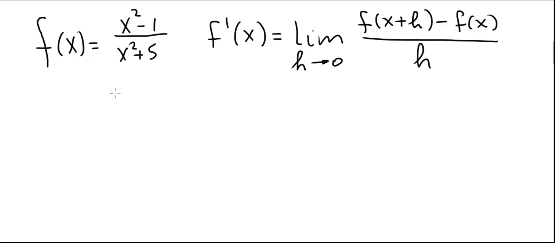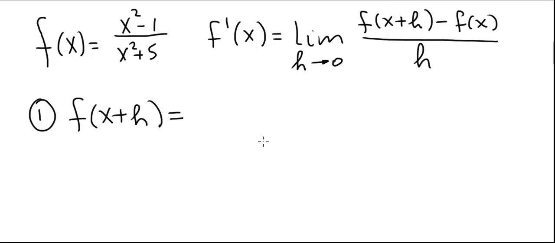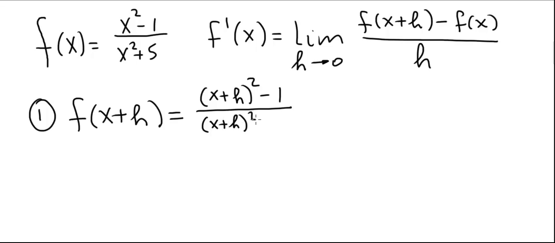We're going to do this in steps. First step is to compute and simplify f of x plus h. So we're going to replace every x we see in this function with x plus h, and we'll use parentheses. The first x is in the numerator. We'll replace it with x plus h and then square the whole thing minus 1, and similarly in the denominator that is x plus h squared plus 5.